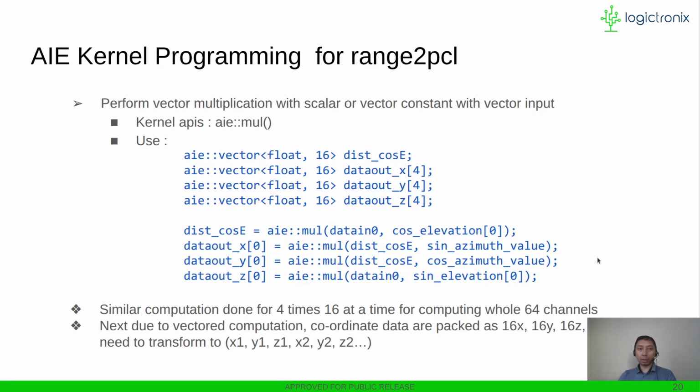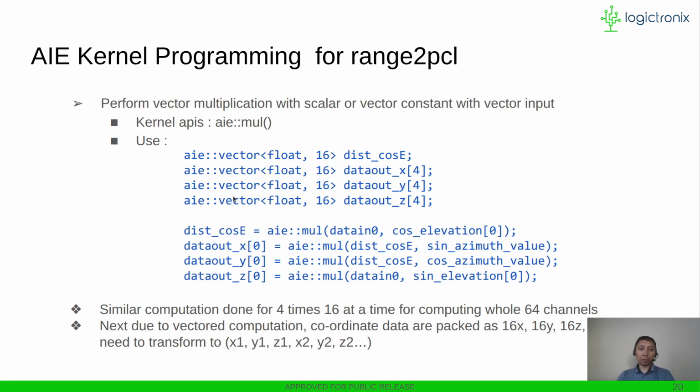Next, after loading the data, you do the computation, and in our case we are doing vector multiplication and vector to scalar multiplication. So these APIs support this, and our AI engine hardware processor can support vector to vector multiplication or vector to scalar multiplication, or computation, you can say. So in this way our range image data is converted to the PointCloud data in our AI engine kernels.